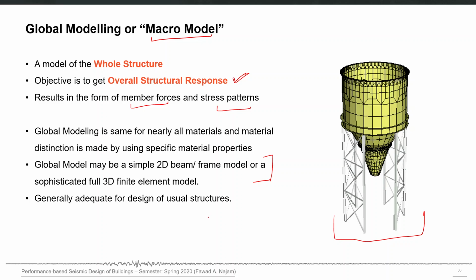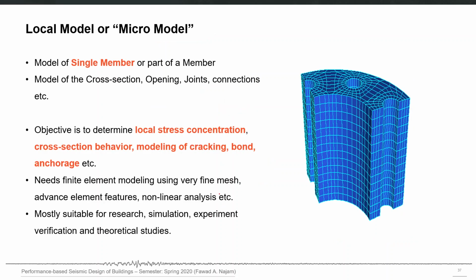structures. On the other hand, we have what we call as micro modeling. If we are interested in getting the response of a single element or a single member, we can model that single member alone or part of that member, and then we can analyze that in more detail to get the response. For example, those single members can include the modeling of cross section, the modeling of openings in a slab and shear wall, for example, the modeling of joints between beams and columns, and some other connections, for example.